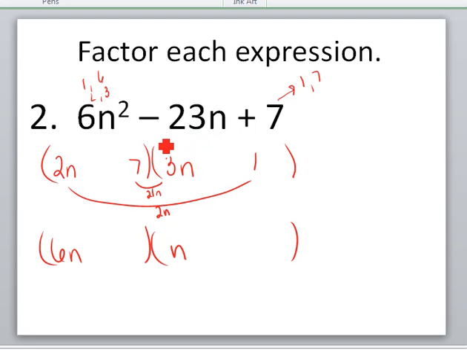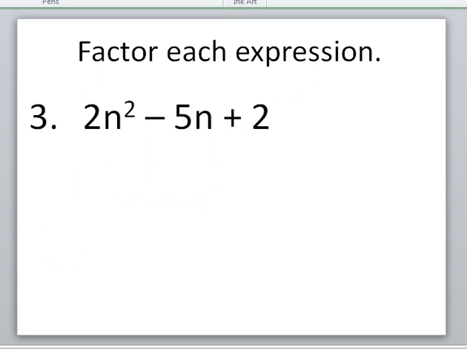How are we going to get a negative 23? Well, by putting a negative 21 and a negative 2. Negative 21 and a negative over here. That gives you your negative 2n and your negative 21n. And it also gives you your positive 7 on the end. Negative times negative is positive. So there's that plus sign. So we knew we needed positive, positive, or negative, negative. Because it was negative, we knew we needed minus, minus.